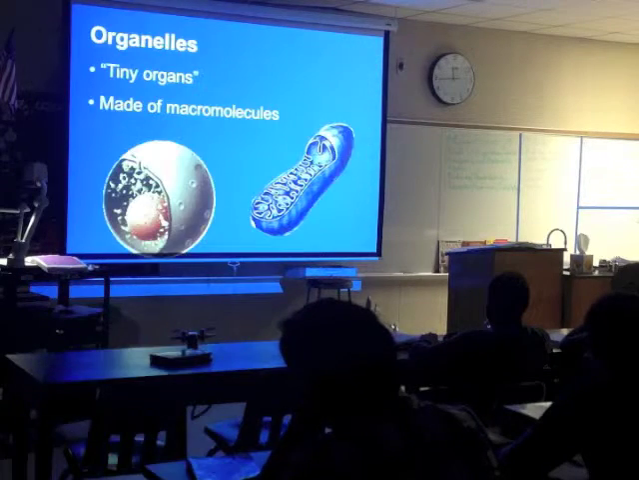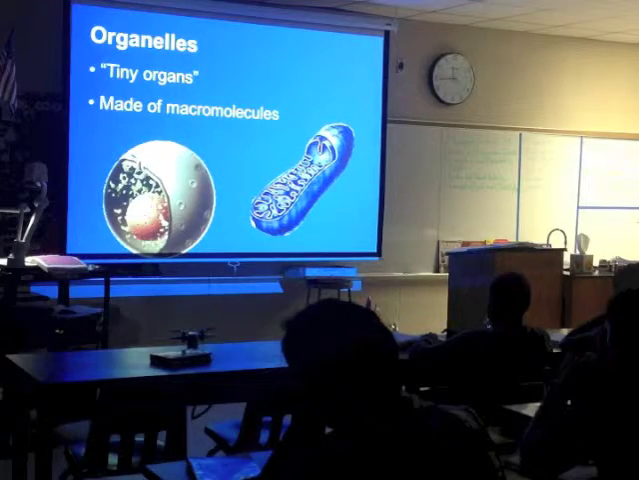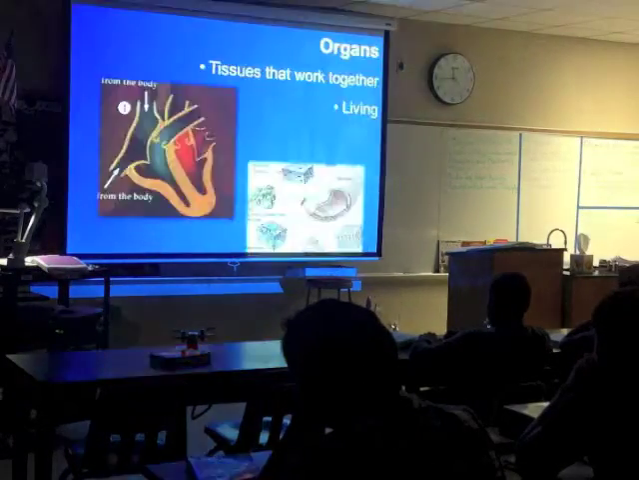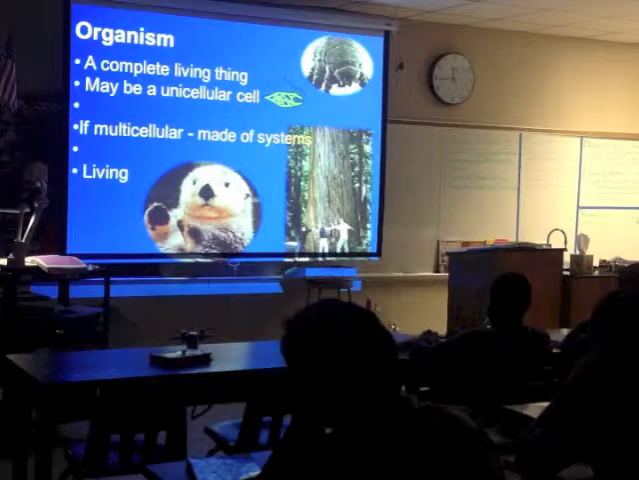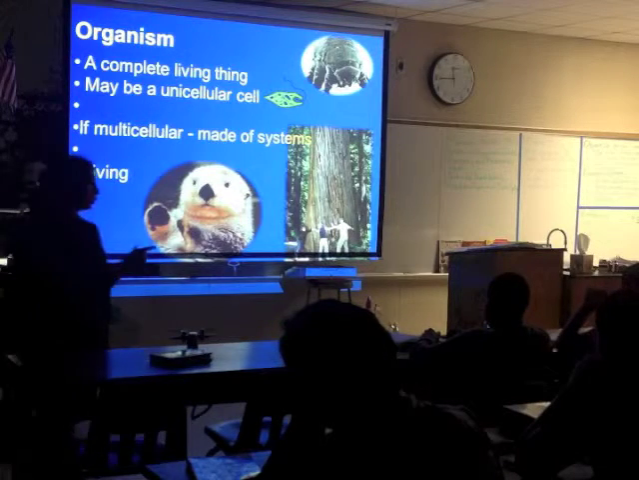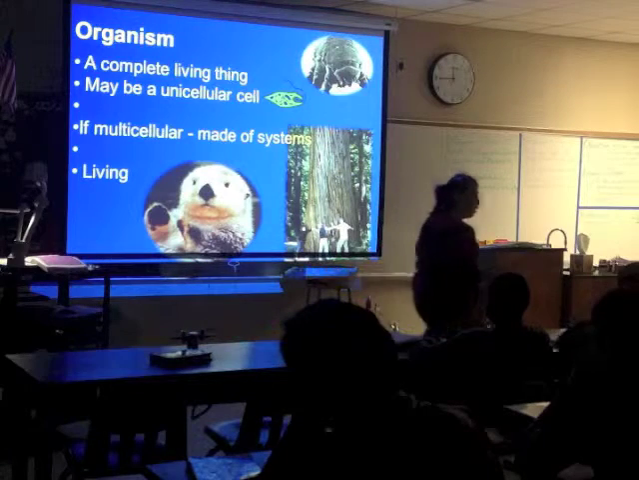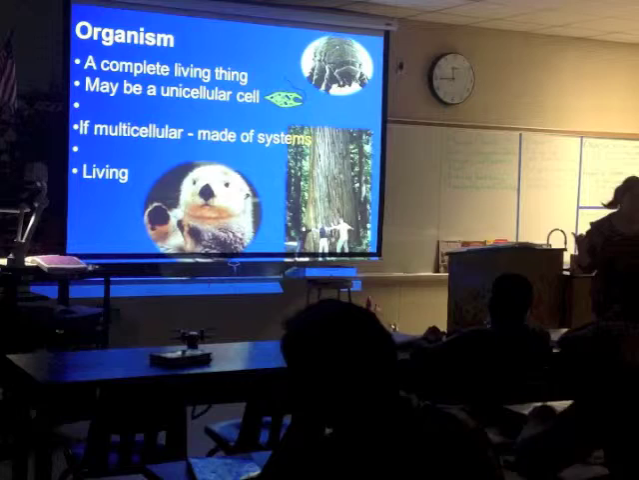Then we see that those molecules make organelles. The organelles make cells. Cells become tissue. Tissue becomes organ. Organ becomes organ system. And then we go to organism. Now we're going to look at those levels of organization, cell to organism, in about a week. But we're starting off with the environment, so we have to start off with the organism.